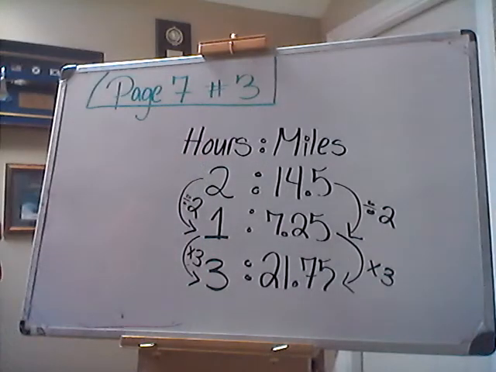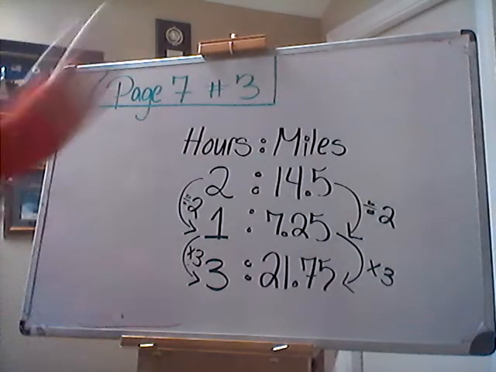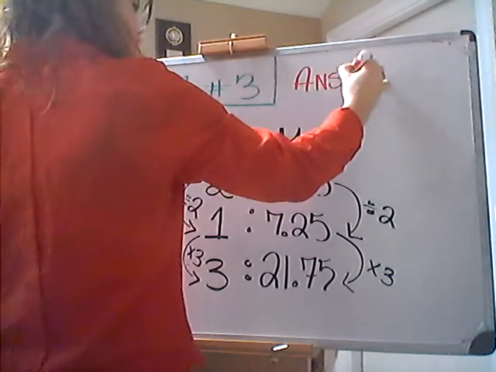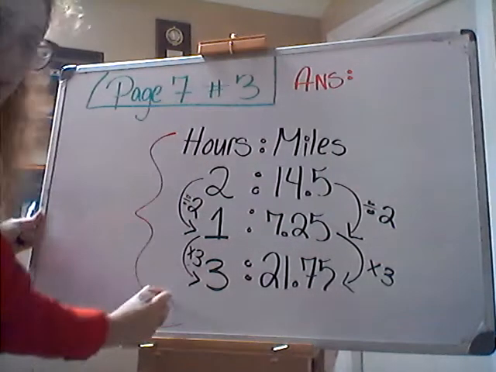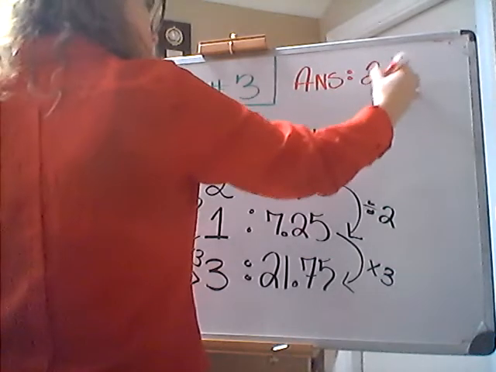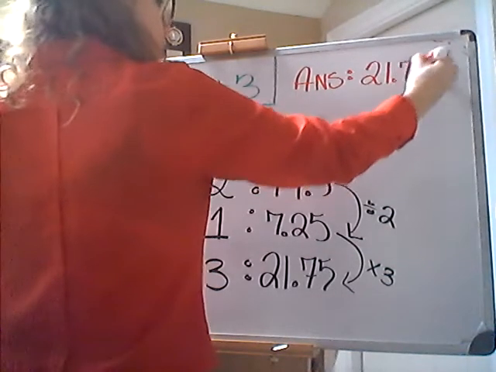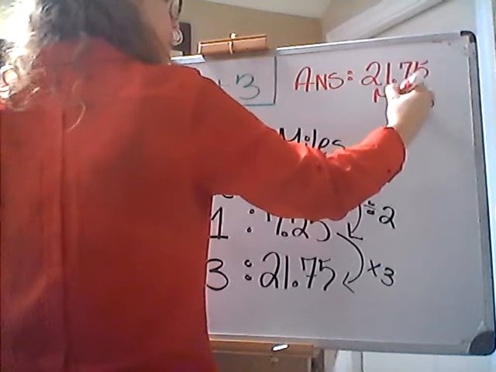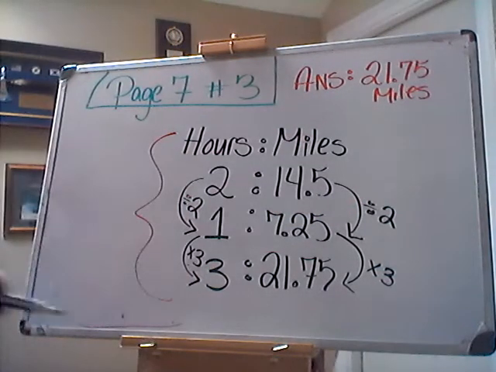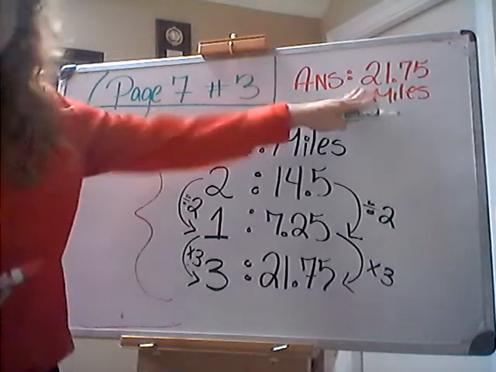That means that she can run, this is your answer. You need to show all your work though. Your answer is that she can run 21.75 miles in 3 hours is what it asked. And we can see that here. That's our answer.